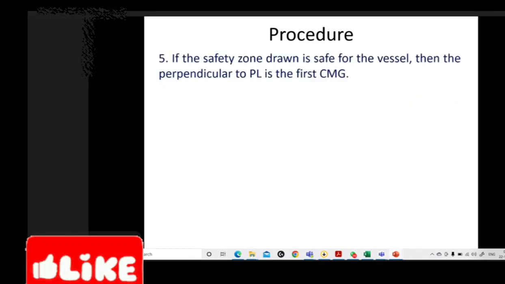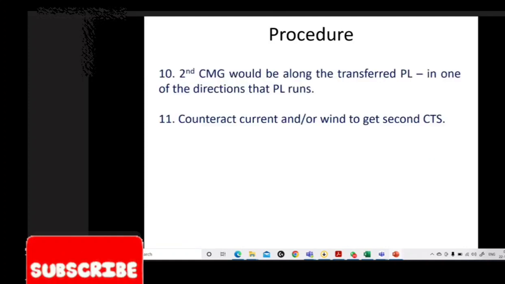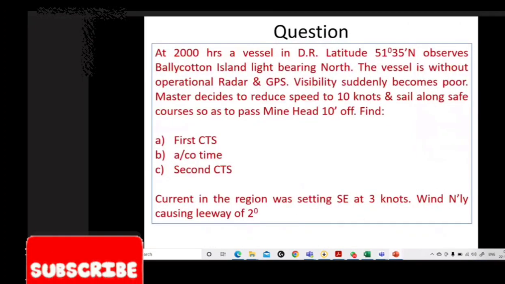Now, let me go to the question. Let's not worry about that, otherwise you will unnecessarily get confused. Now look at this question.